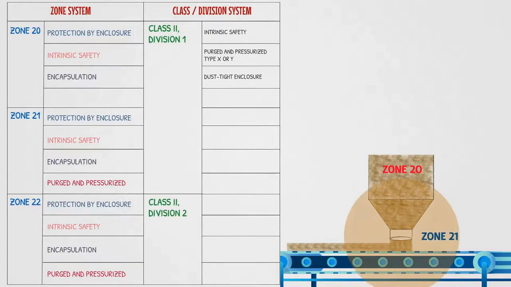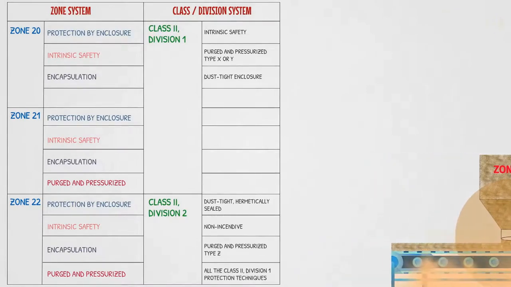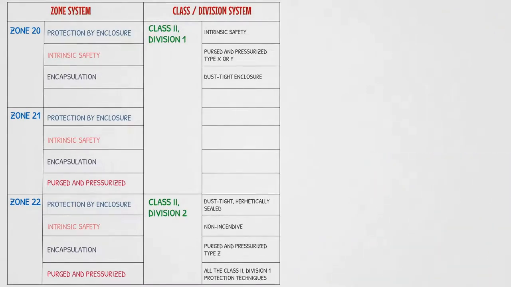Class 2, Division 2 locations, by definition, need less protection. They can use dust-tight or hermetically sealed enclosures, non-incentive, purged and pressurized Type Z, and also all the Class 2, Division 1 protection techniques.